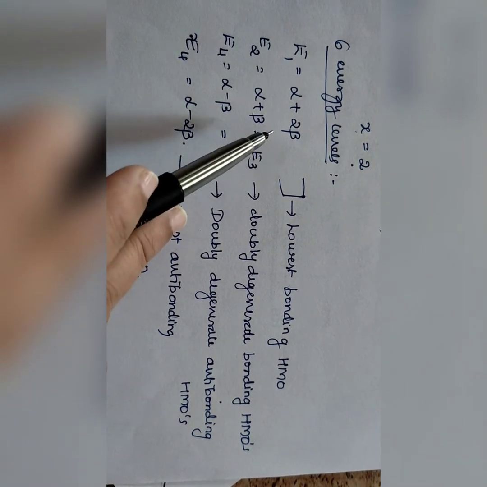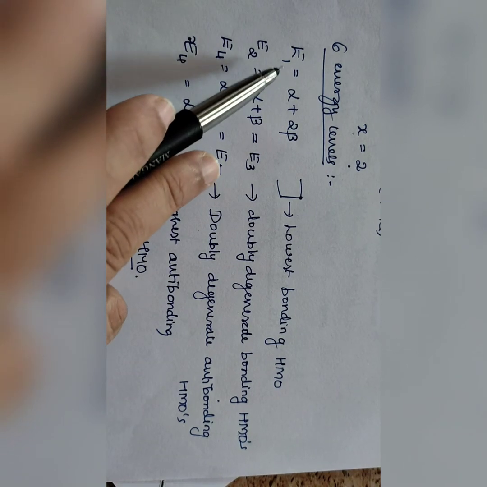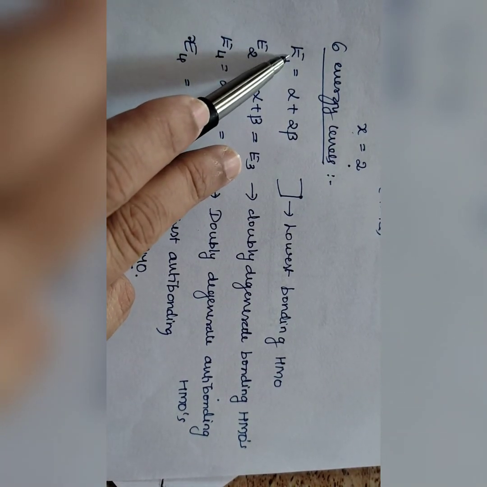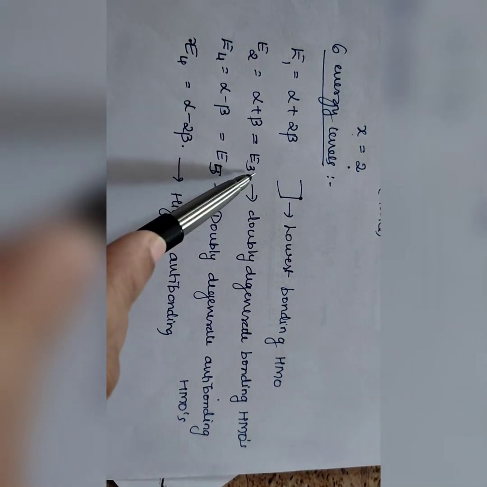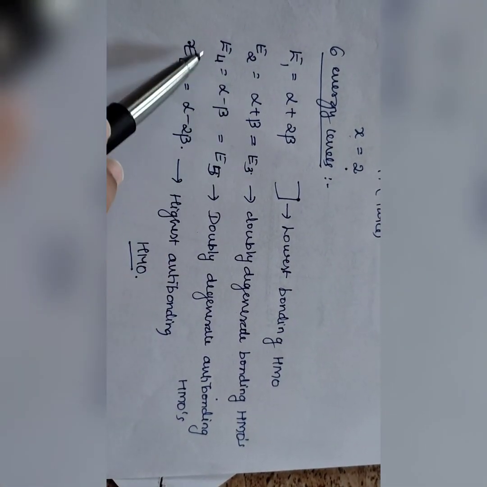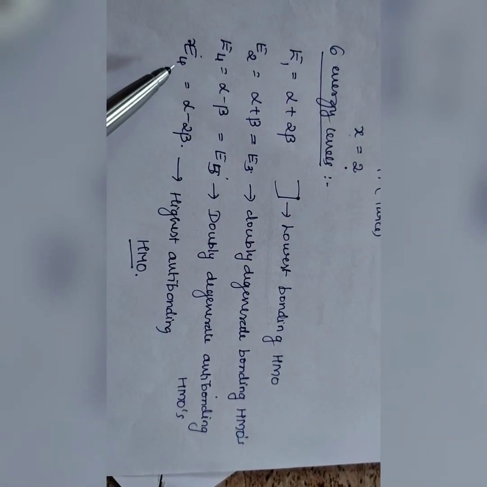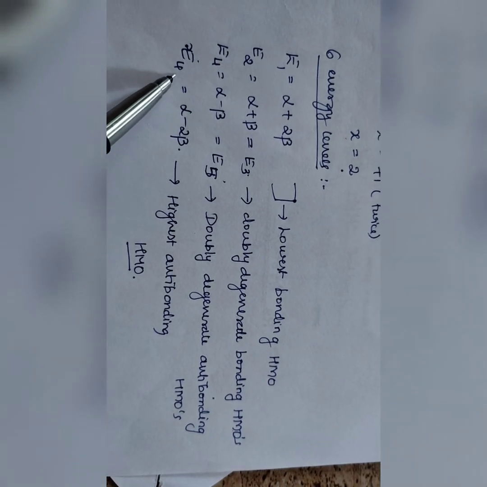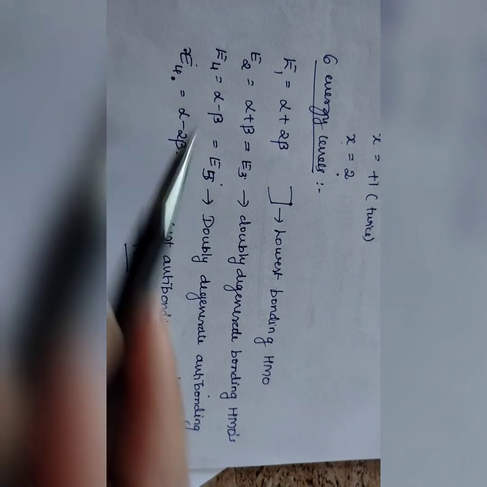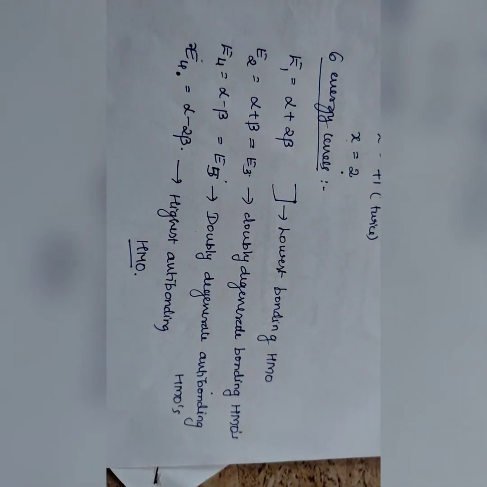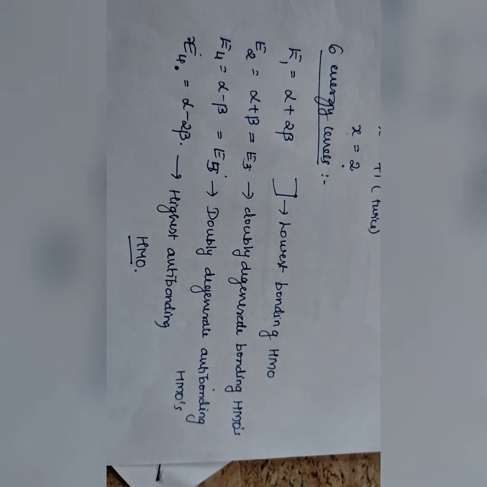So, in that, E1 is the lowest bonding Huckel molecular orbital, E2 and E3 are the doubly degenerate bonding Huckel molecular orbitals, E4 and E5 are also doubly degenerate, but they are anti-bonding Huckel molecular orbitals. E6 is the highest in energy, and it is an anti-bonding Huckel molecular orbital. So, these are the 6 energy levels.